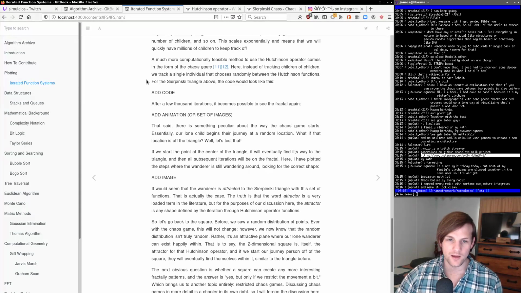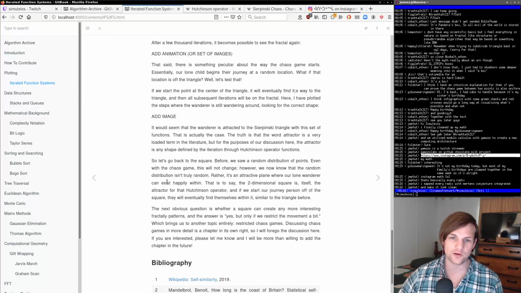Okay, so it would seem that the wanderer is attracted to the Sierpinski triangle with this set of functions. That is actually the case. The truth is that the word attractor is a very loaded term in the literature, but for the purposes of our discussion here, the attractor is any shape defined by the iteration through Hutchinson operator functions.